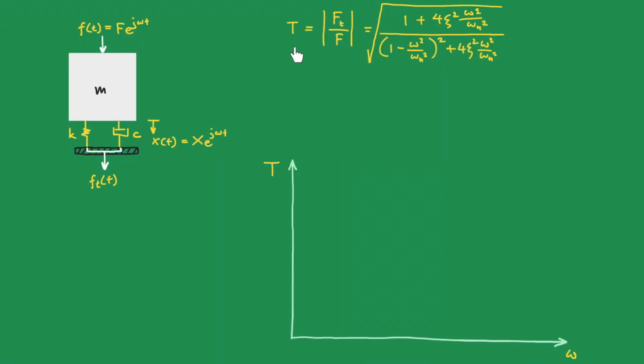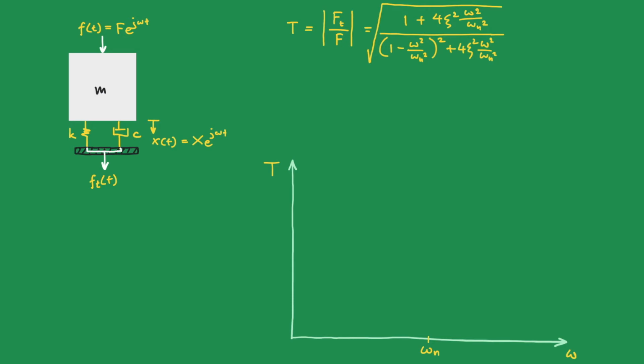We have derived the transmissibility equation, which represents the ratio of the force transmitted to the receiver to the force excited by the source. And now we want to see how the transmissibility changes with the excitation frequency. So let's put the natural frequency here, because there will be a case where the excitation frequency matches the natural frequency.